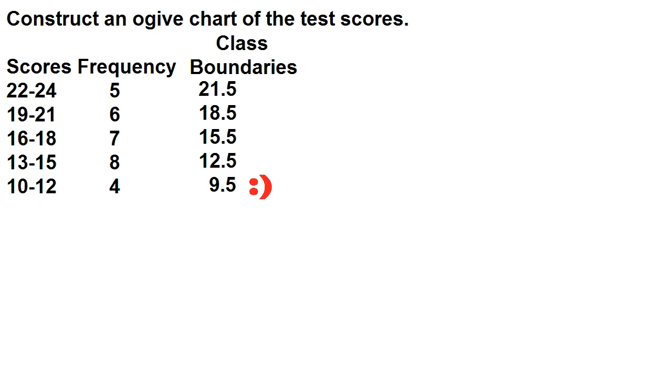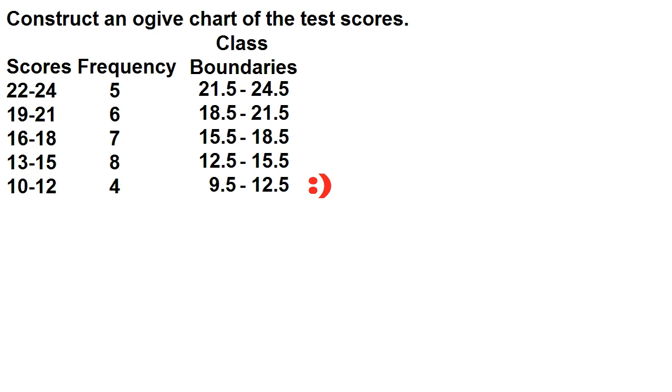Add 0.5 to each of the upper limits. 24 plus 0.5 is 24.5, 21 plus 0.5 is 21.5, 18 plus 0.5 is 18.5, 15 plus 0.5 is 15.5, and 12 plus 0.5 is 12.5.